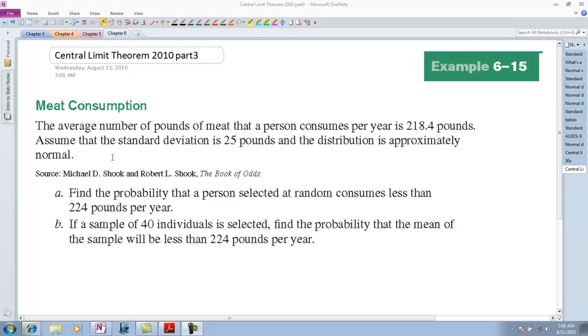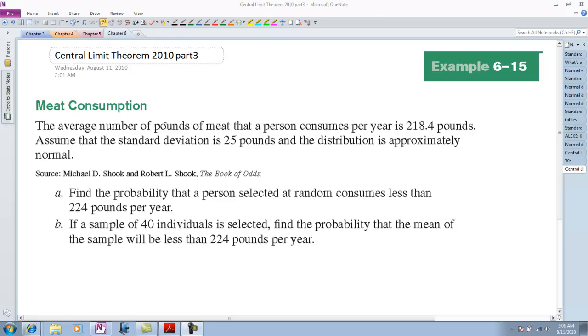We're talking about the central limit theorem, and we're going to do a problem from your book. It's example 6-15. For those of you who might not be in the class, this is taken from page 334 of Bluman's 5th edition Elementary Statistics, a Step-by-Step Approach, published by McGraw-Hill. Okay, anyways. So on that page, he gives this example: meat consumption.